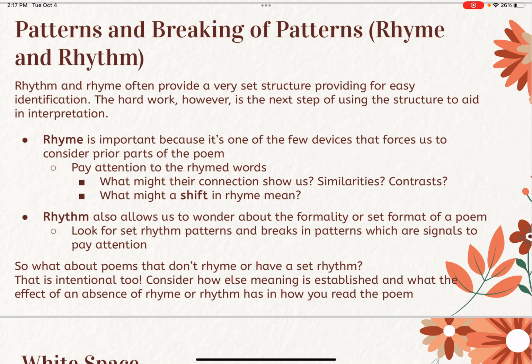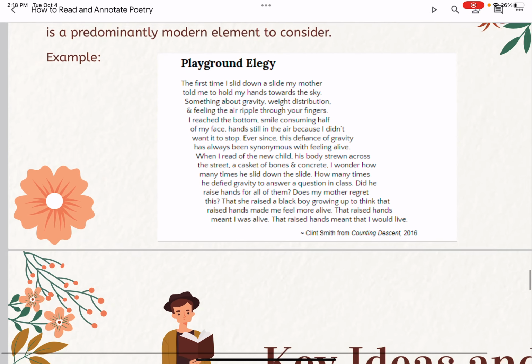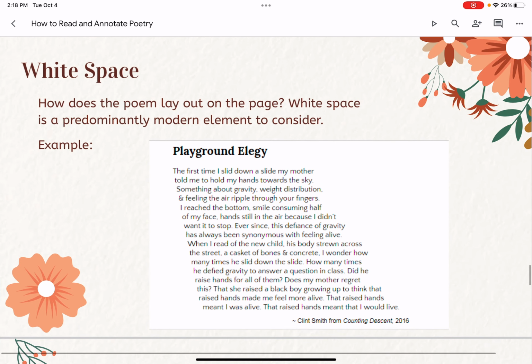Sometimes poems don't have rhythm or rhyme. I mean, they always have rhythm. They don't have a set rhythm. Maybe they don't have iambic pentameter or things like that. There's still rhythm there. It's still intentional. So consider how else meaning is established and what the effect of that absence of rhyme has on how you read the poem. Now, last but not least is white space for structure.